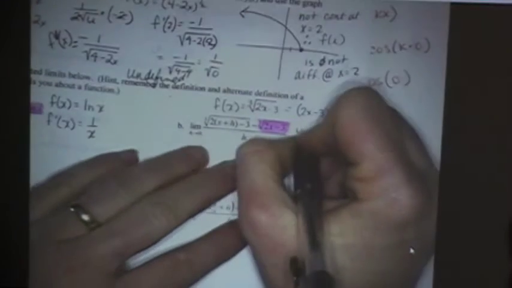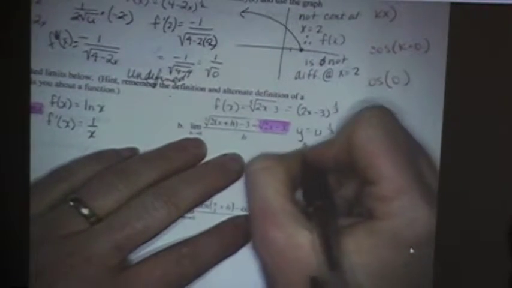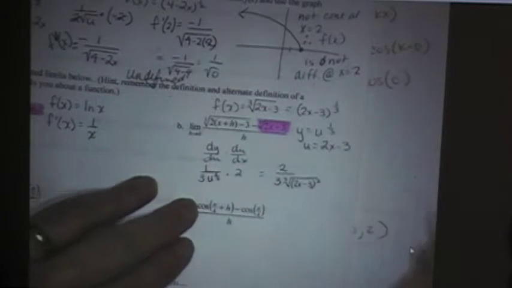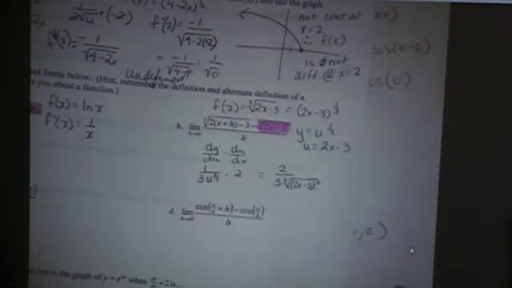Chain rule that. Y equals u to the 1/3. U equals 2x minus 3. dy du times du dx. So dy du, 1/3 u to the negative 2/3, so I'm just going to go ahead and put it on bottom, times 2. So I get 2 over 3, the cube root of 2x minus 3 squared. That's my final answer.